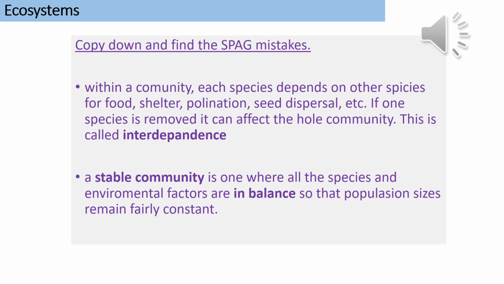In an ecosystem, there are a number of species that depend on each other. And this is called a community of species. And they depend on each other for food, shelter, a mate, it could be pollination, seed dispersal, predator and prey relationships. And if any one of these species is removed, it can affect the whole community. This is called interdependence. So in our school community, we are interdependent as well. We depend on our cleaners, our teachers, our staff, our TAs to run the school effectively. The same happens in an ecosystem.